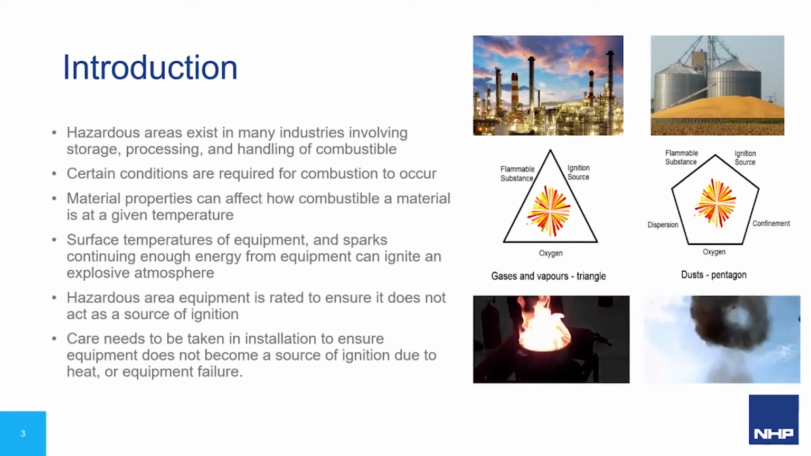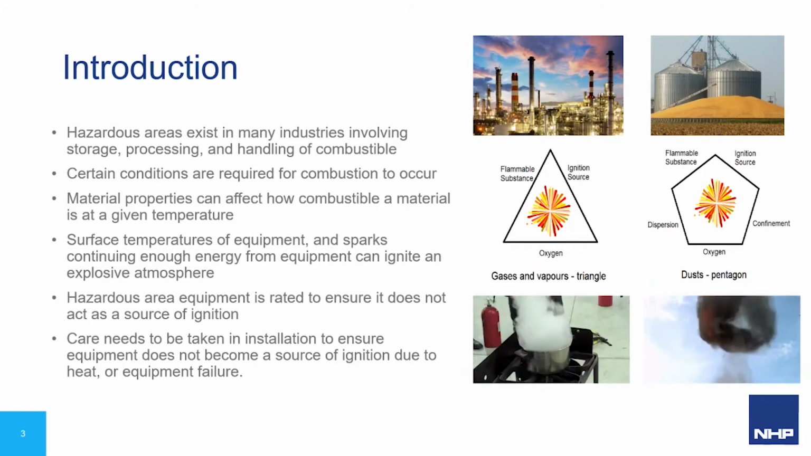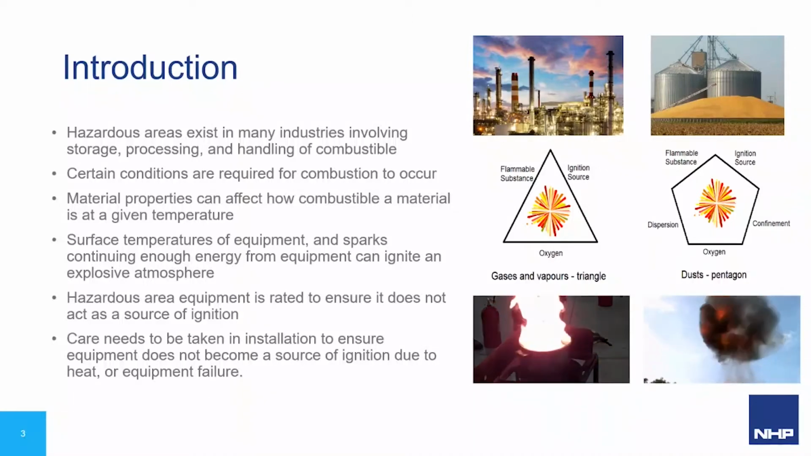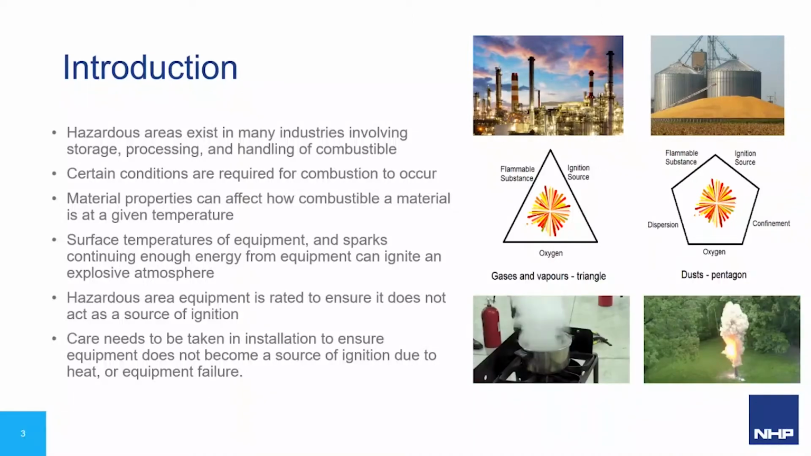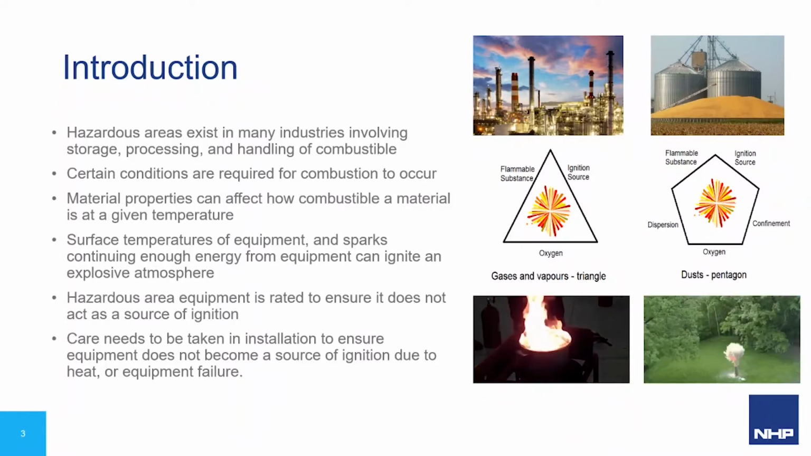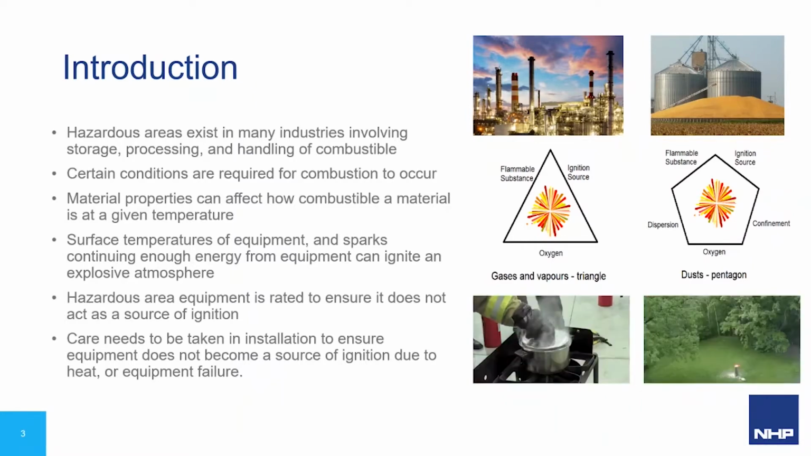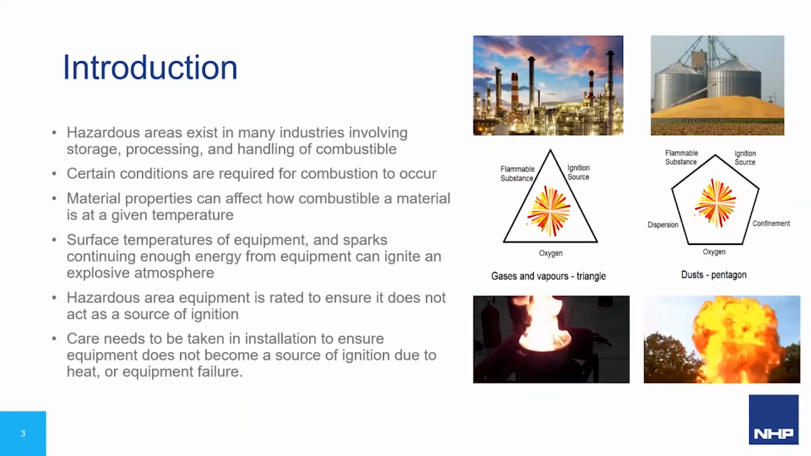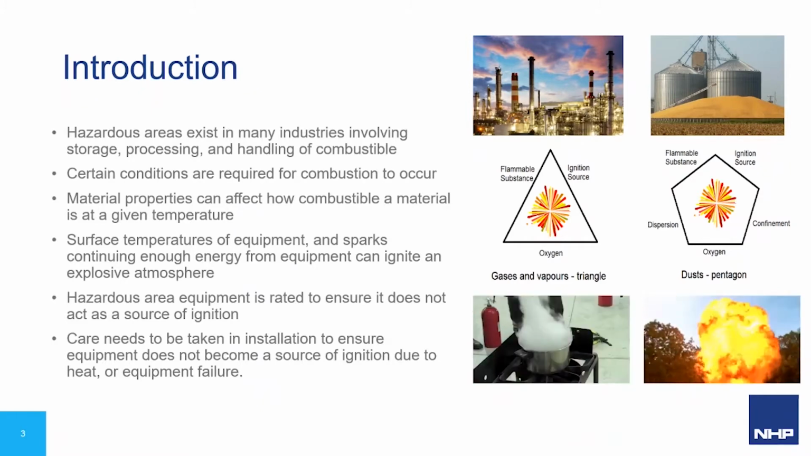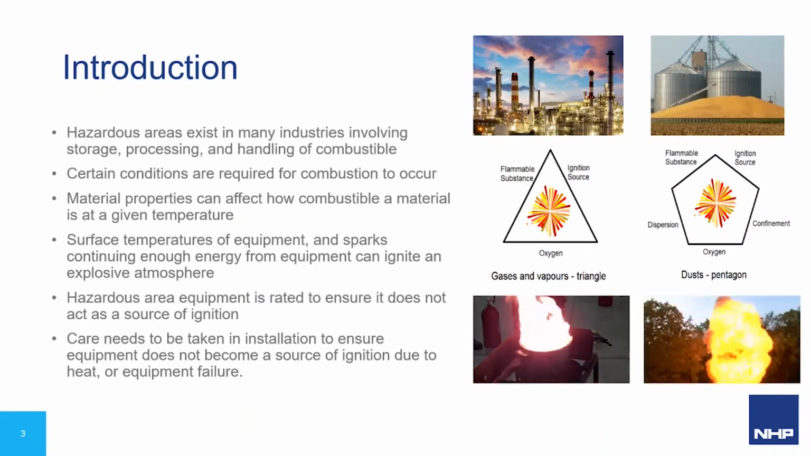Hazardous areas exist in many industries, in areas of storage, processing and handling, from grain through to sewage and chemical. These areas need certain conditions for combustion to occur, shown here by the fire triangle and dust pentagon, where effectively you need all of these conditions to be present for combustion to occur. There is more to this though, and there are multiple properties of materials which affect how they behave and how likely they are to undergo combustion, which includes things like increased temperature of a material or environment, the energy available as a source of ignition, such as within a spark or through the surface temperature of a piece of equipment, as well as some physical properties of dusts.